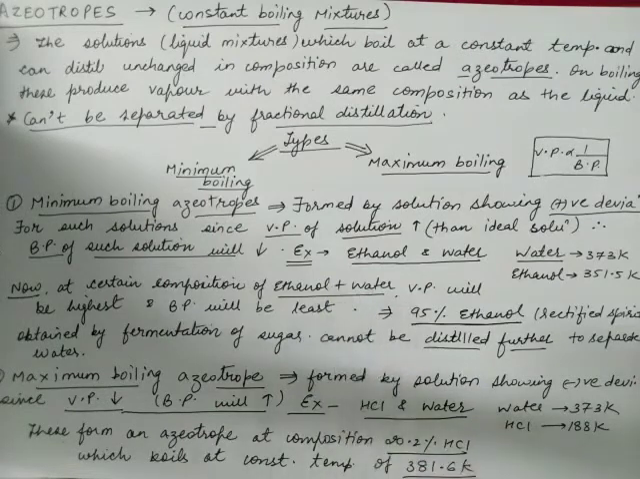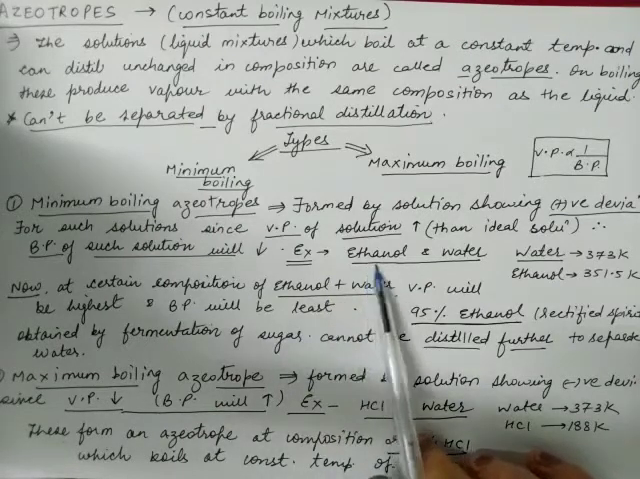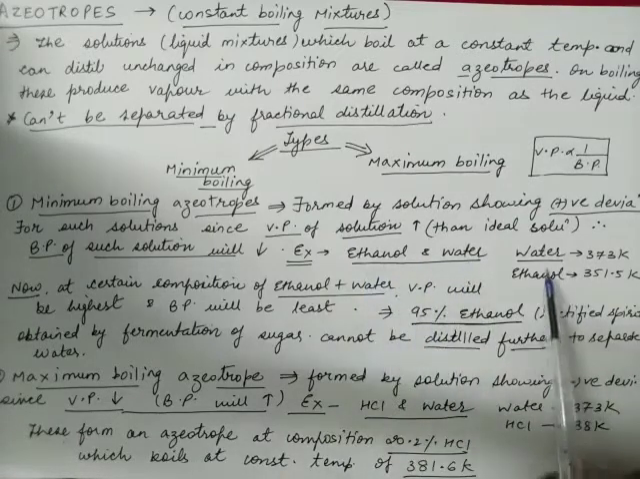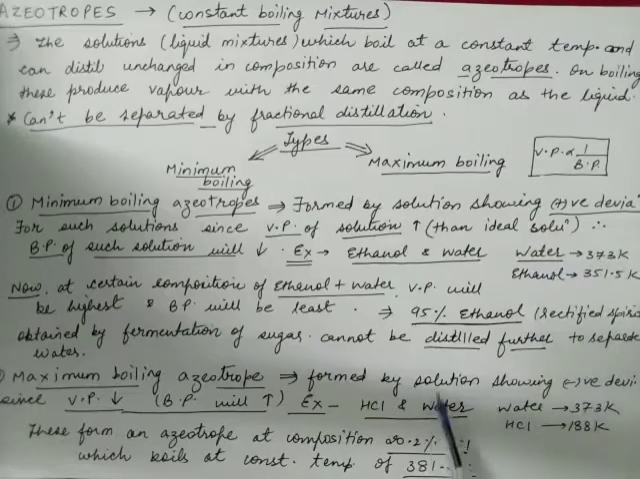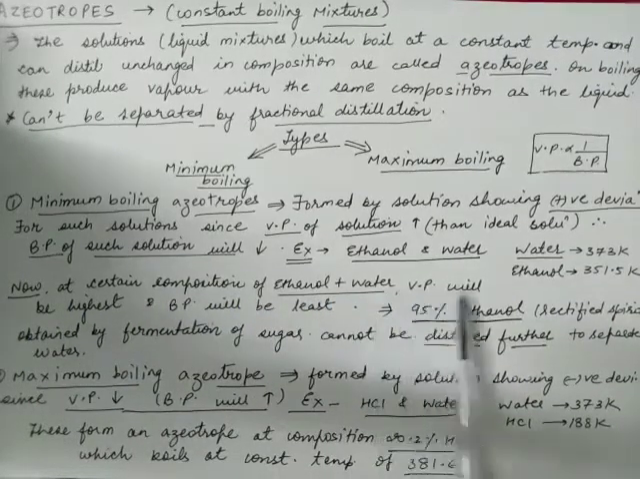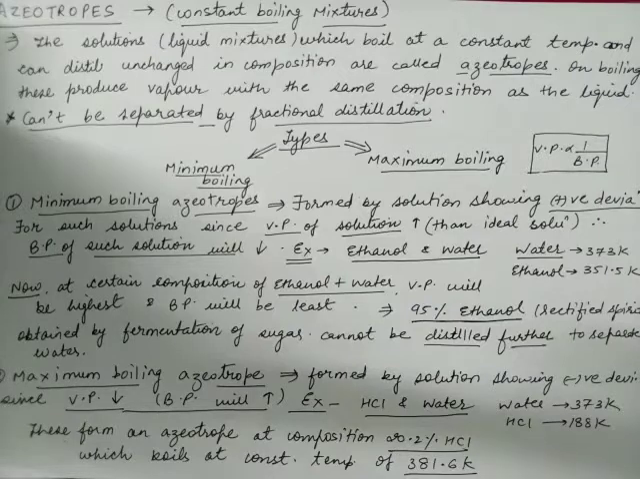Now one example I am taking here. The first is ethanol and water. Now ethanol and water show positive deviation. Boiling point of water is 373 Kelvin. Boiling point of ethanol is 351.5 Kelvin. Now at a certain composition of ethanol and water, vapor pressure will be highest. So I will mix ethanol and water together and there will be one intermediate composition, and at that composition the vapor pressure of solution will be maximum. Therefore the boiling point of that composition will be least.